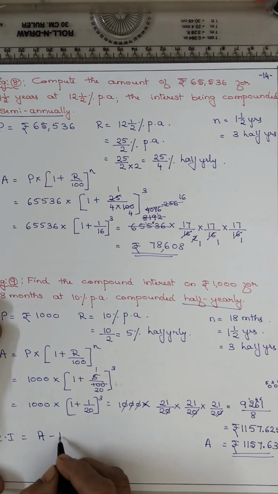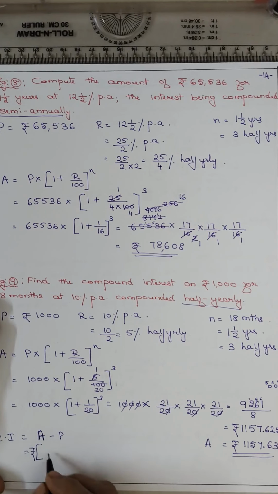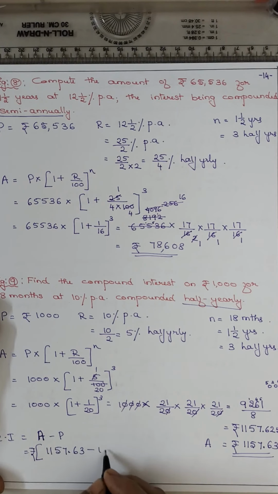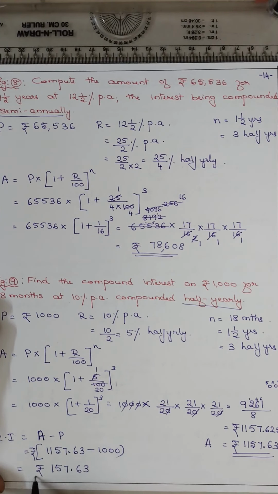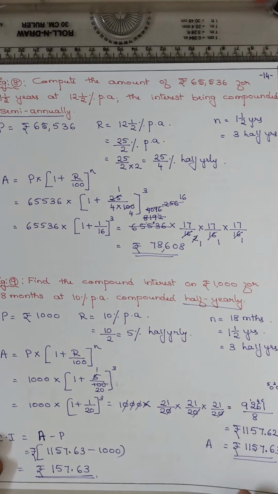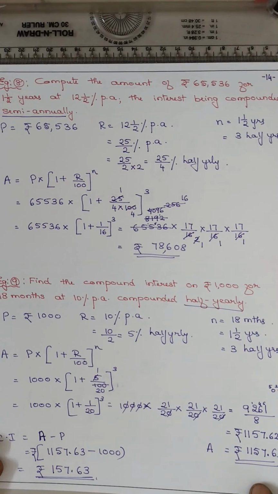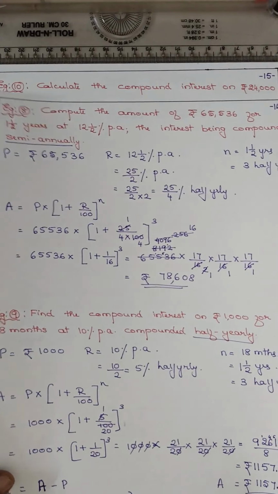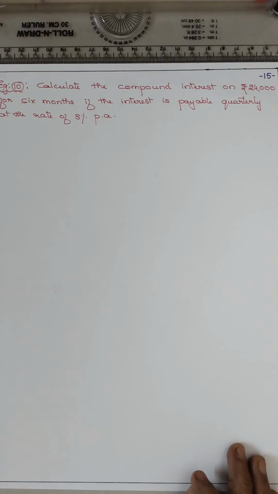A minus P, 1157.63 minus 1000, we got rupees 157.63. Is it clear? That was example 9. When it is decimals and all, better be careful, okay? Now coming to the example 10.